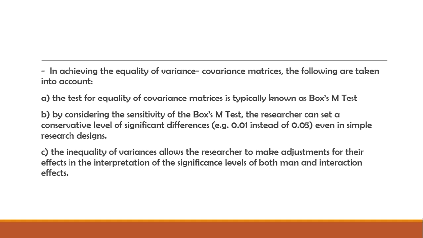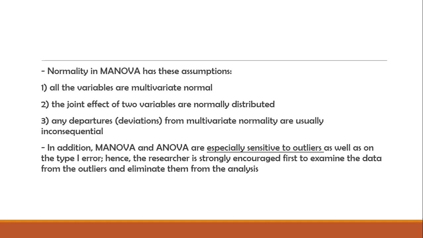In achieving the equality of variance-covariance matrices, the following are taken into account. A. The test of equality of covariance matrices is typically known as the Box's M test. Second, by considering the sensitivity of the Box's M test, the researcher can set a conservative level of significance, for example 0.01 instead of 0.05, even in simple research designs. And last, the inequality of variances allows the researcher to make adjustments for their effects in the interpretation of the significance levels of both main and interaction effects.